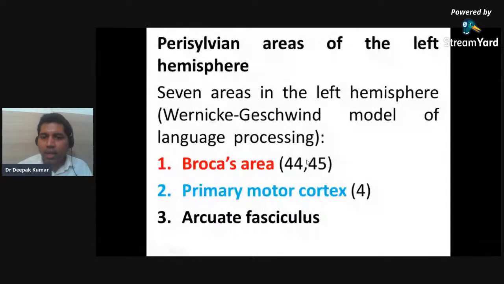These areas are colored differently just to give a pictorial representation of the areas that are going to come in future images. For Broca's area, I don't want you to remember the numbers. They are there for your use, but currently I want you to get familiar with the names that will be used for the rest of the session. So Broca's area and the primary motor cortex are in the frontal lobe. The arcuate fasciculus is in the lower parietal region and communicates between the frontal lobe and the temporal and the occipital.